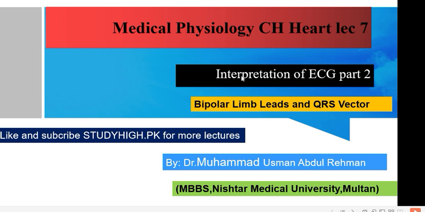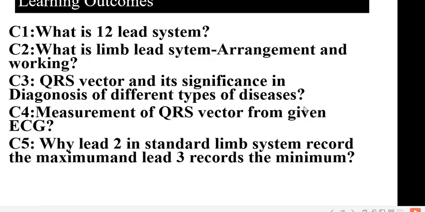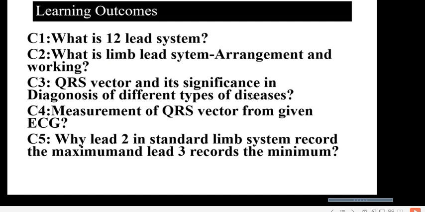We also covered the time and voltage calibration. In Part 2 of the interpretation of ECG, today we will discuss the bipolar limb leads, how they work, and the significance of the QRS vector in diagnosing abnormalities in our cardiac muscles in different conditions. What is the 12 lead system? The arrangement and working of the limb lead system. The significance of the QRS vector and how you can diagnose from different types of ECG paper.